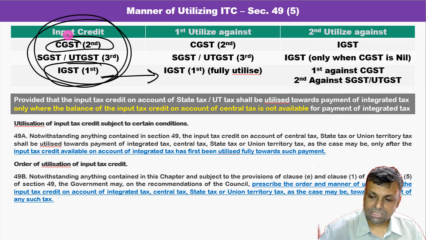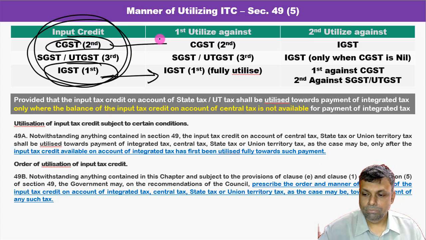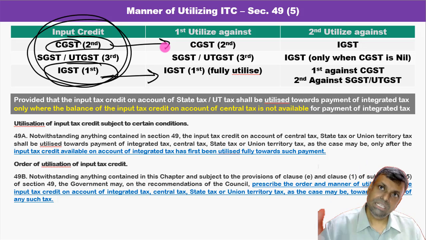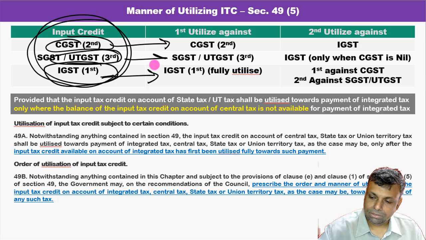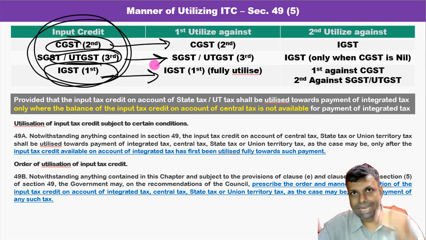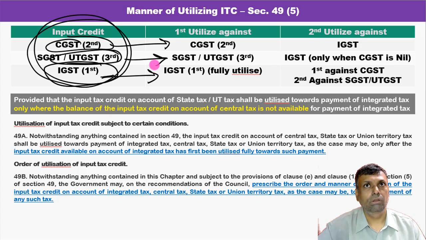Then whatever is the CGST is the second adjustment; you have to adjust it against the CGST. So first you have to exhaust whatever is the balance of IGST against IGST, then wait for a while. Second, you adjust CGST against CGST, and then wait for a while. Then the state against the state. This is the first preference, I repeat, the first preference: IGST to IGST, CGST to CGST liability, and SGST to SGST liability. This is what you have to complete.